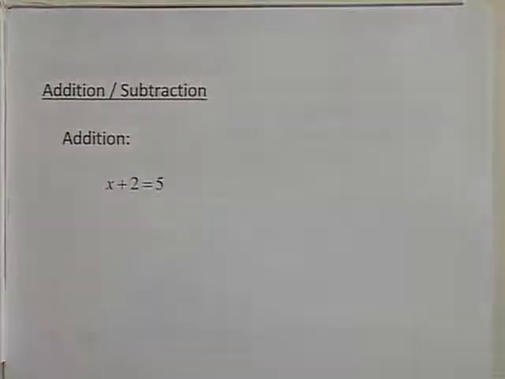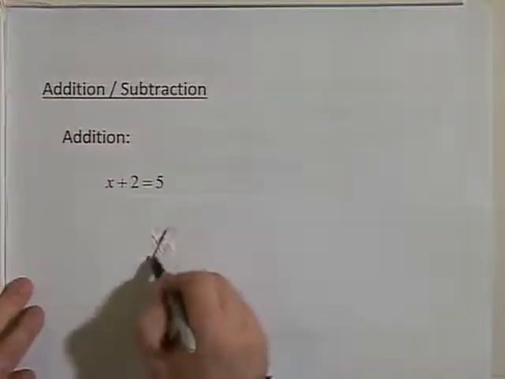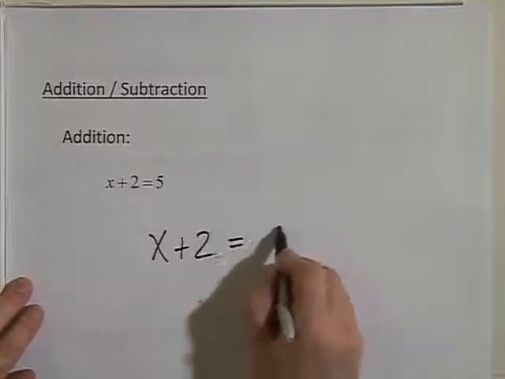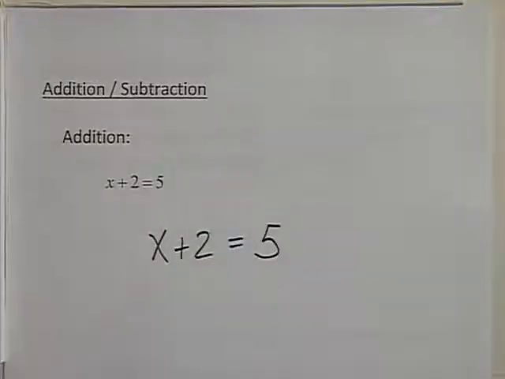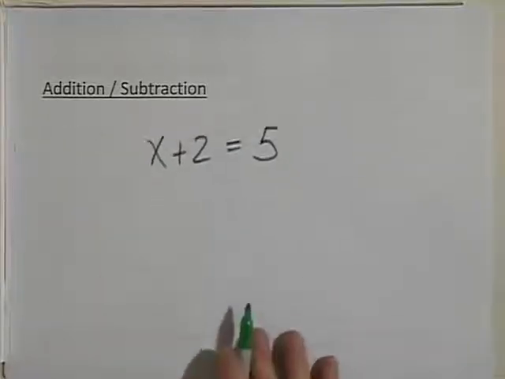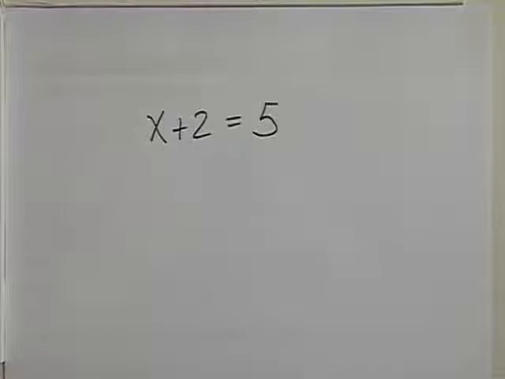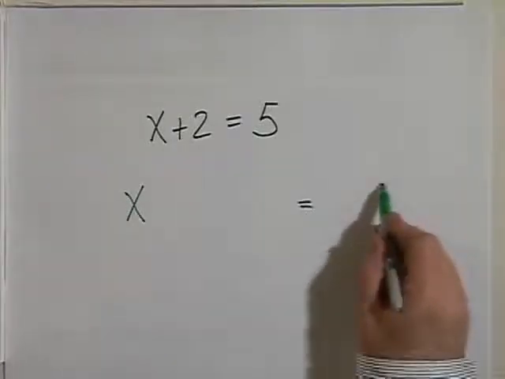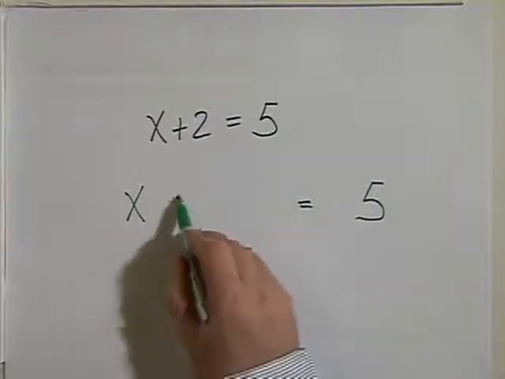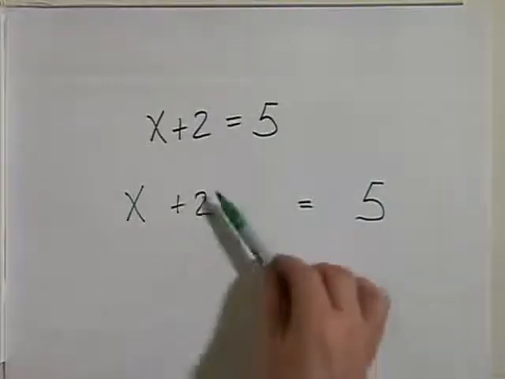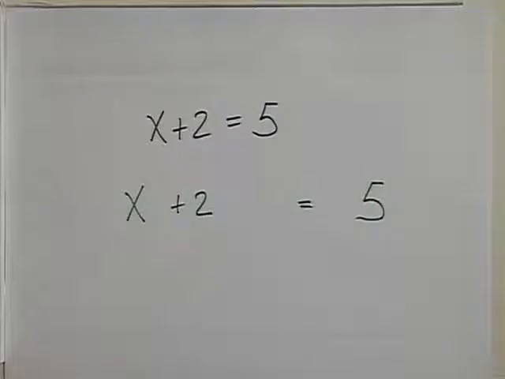So, addition. X plus 2 is 5. What's x? You probably should be able to guess that. You might say that x is 3. Is that okay? Now, one way of doing that is saying you'd like x on this side of the page, and you don't like the plus 2, because it confuses the left-hand side of the page.